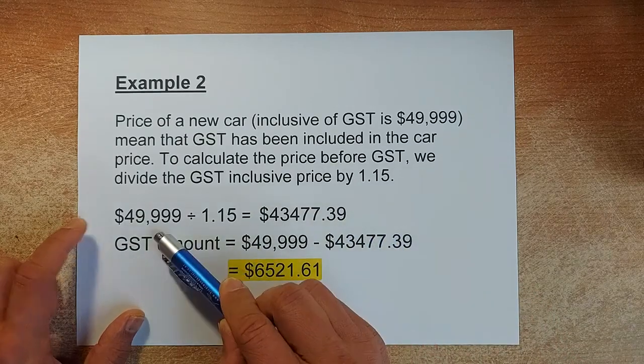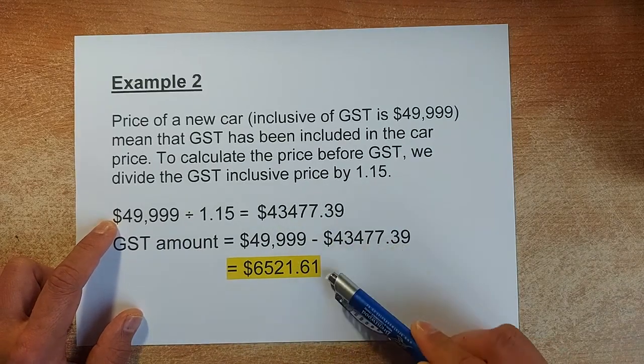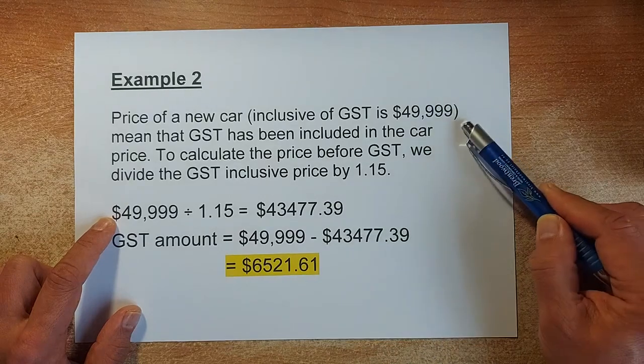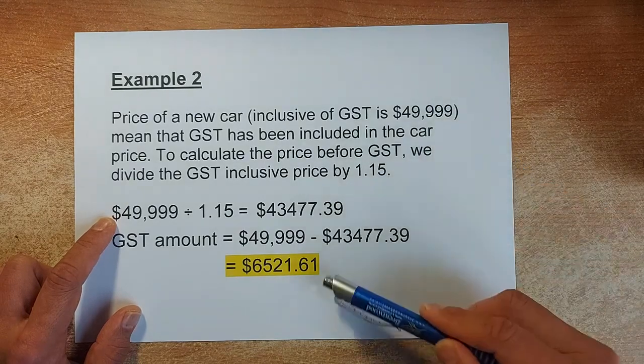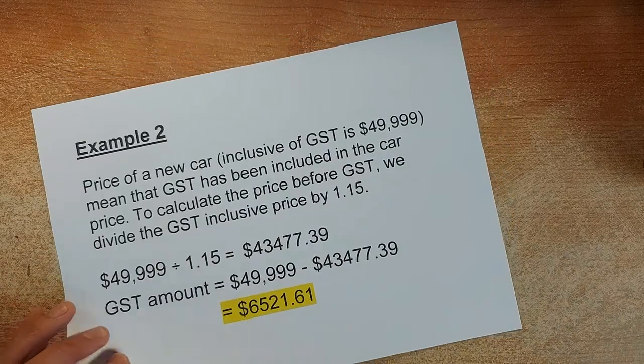So how much tax could the government collect from you? It's going to be 49,999 minus 43,477.39, and the amount taxable is 6,521.61. So a price that costs 49,999 is actually taxable. The tax amount is $6,521.